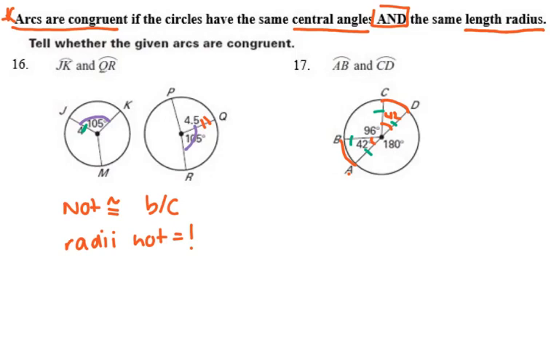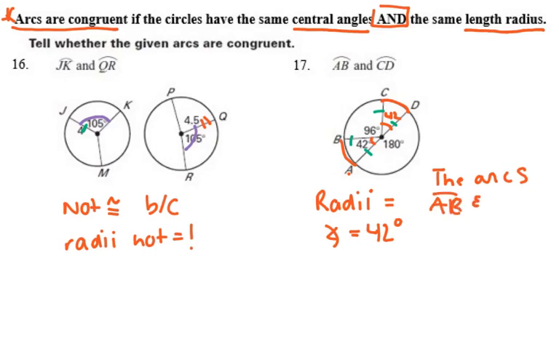So therefore, in this specific picture, we have that our radii are equal, and we also have that our angles are equal. They were both equal to 42 in this case. I can therefore state that arc AB and arc CD are congruent because the radii and angles are the same.